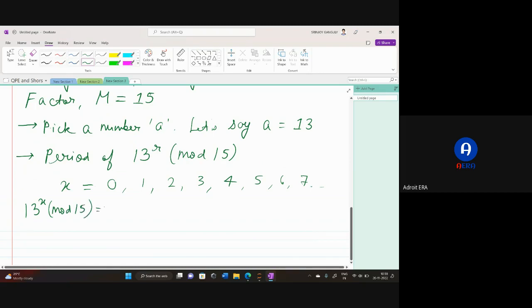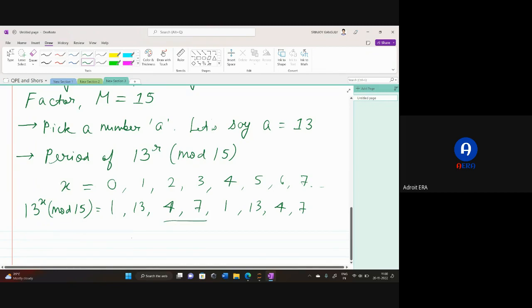So when does it start repeating? Here we get the value 1: 13 to the power 0 mod 15 will be 1. Then 13 to the power 1 mod 15 will be 13. Then 13 squared mod 15 will become 4, and then here it will become 7. Then again it becomes 1, again 13, again 4, again 7. Now you can see the pattern. So 1, 13, 4, 7, 1, 13, 4, 7. That means it is repeating after 4 steps, right?